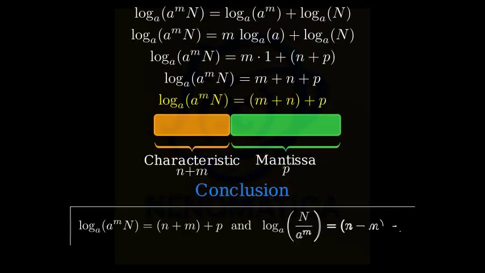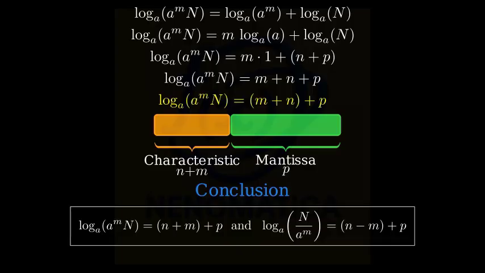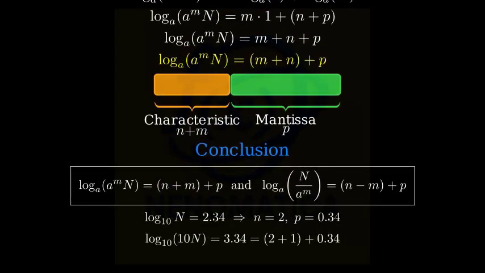Therefore, when we multiply n by a to the m or divide by a to the m, the characteristic changes by plus or minus m, and the mantissa p remains the same. Quick check with base 10. Suppose log base 10 of n equals 2.34. So n equals 2 and p equals 0.34. Then log base 10 of 10 times n is 3.34. The mantissa 0.34 stays the same. The characteristic increases by 1.